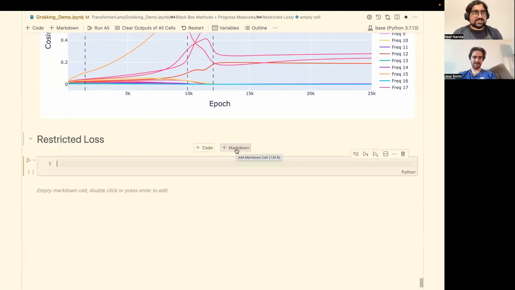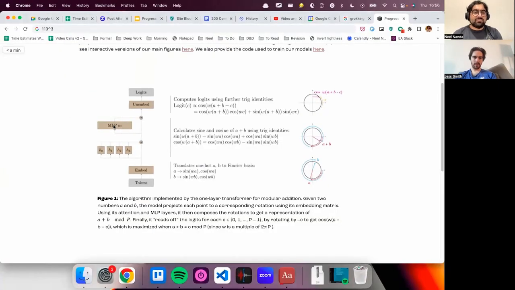So the idea of restricted loss is, if we look at the neuron activations of the model, I'm making the aggressive claim that the things that matter in the neurons are these terms, sin w(a+b), cos w(a+b), for these four values of w that I care about here. There are 113 squared pairs of a and b, so I'm basically claiming there are like 8 directions that matter and 12,000 minus 8 directions that don't matter.